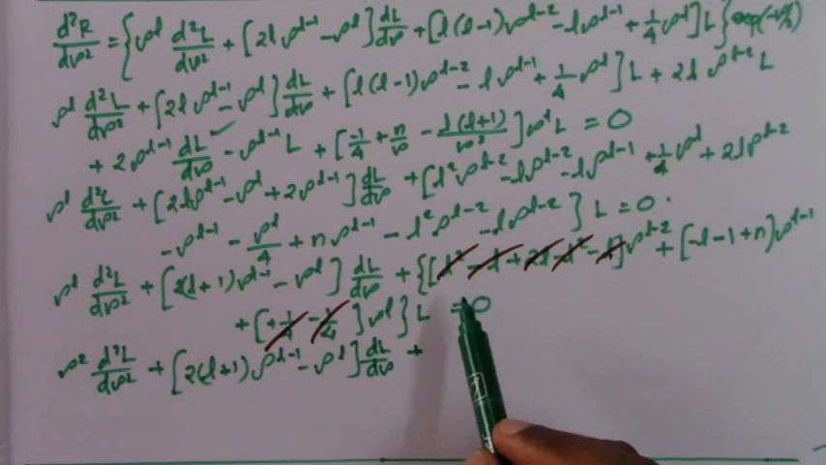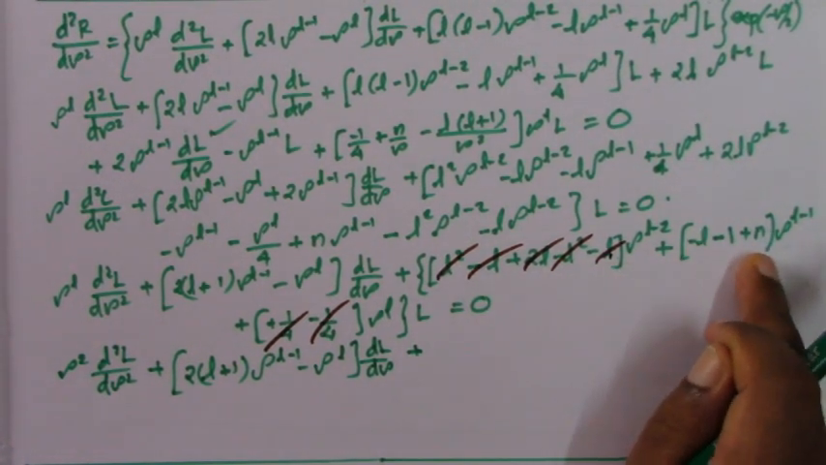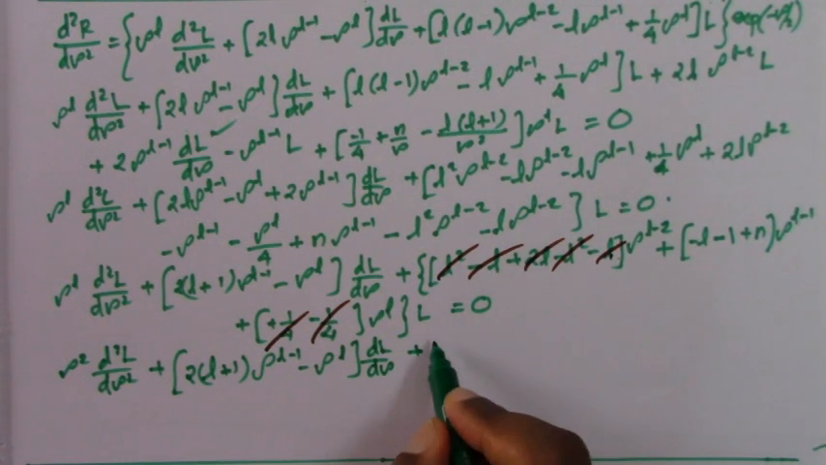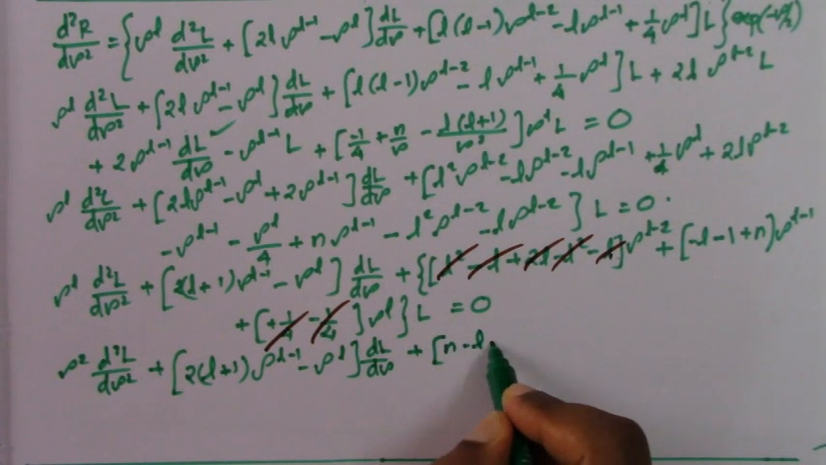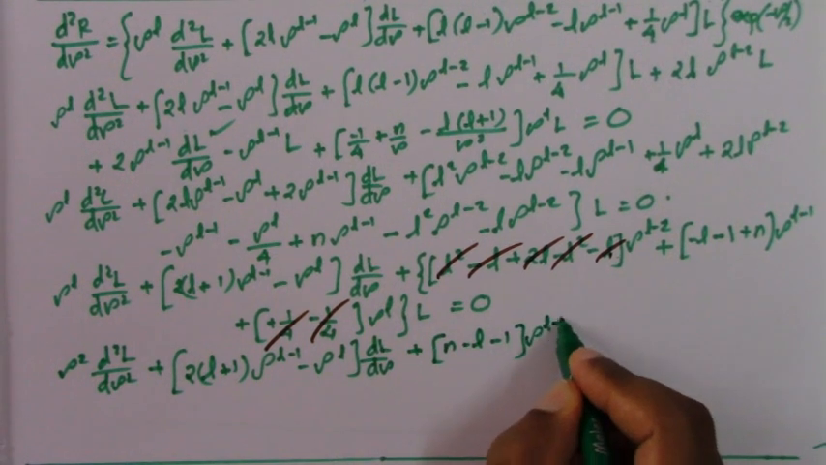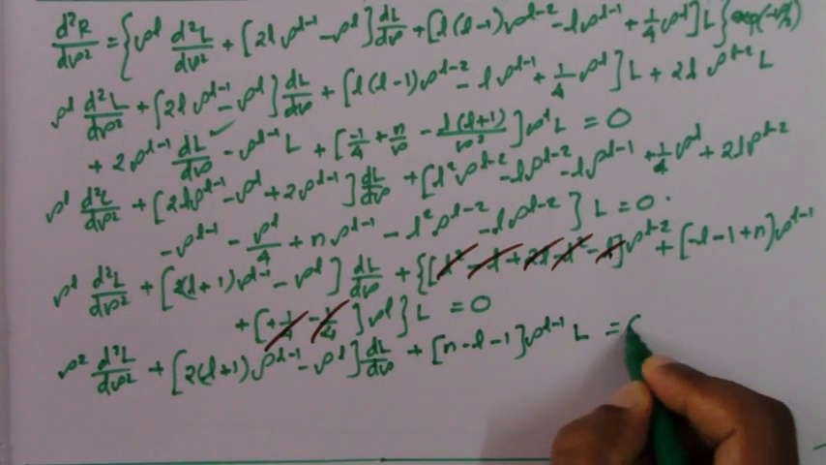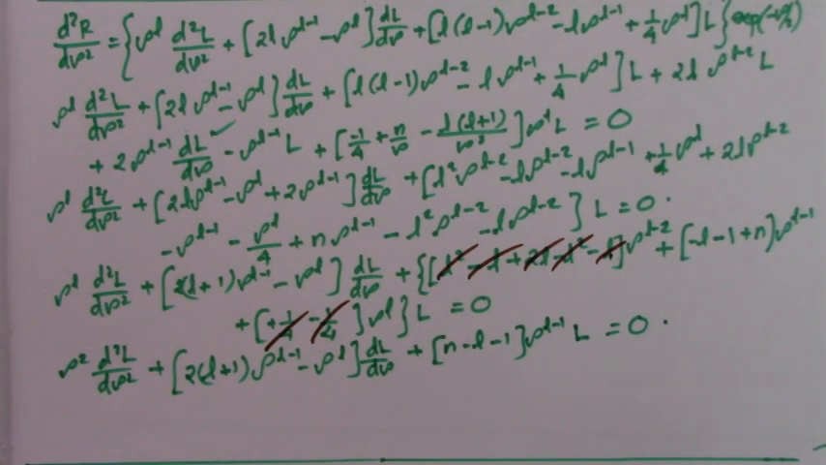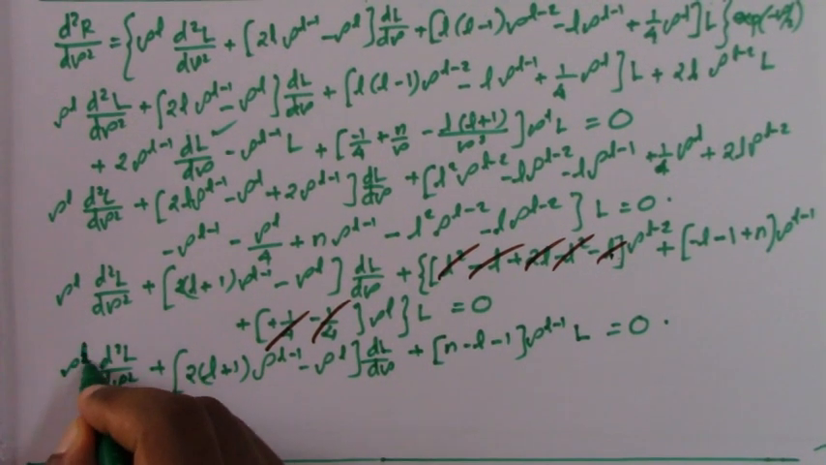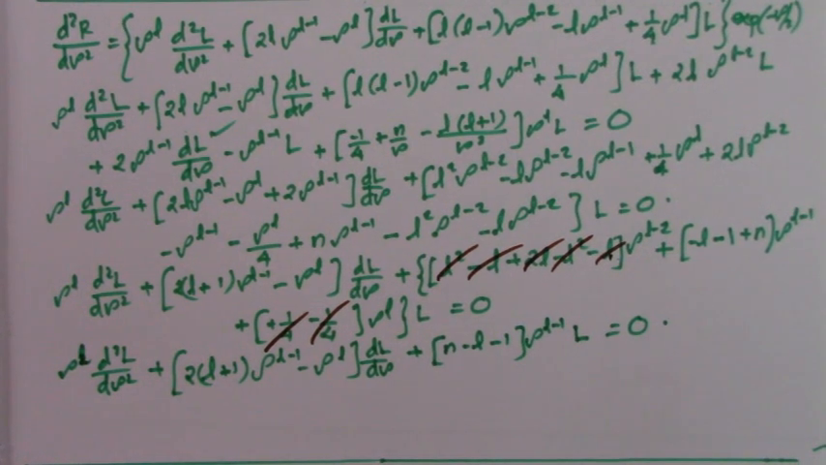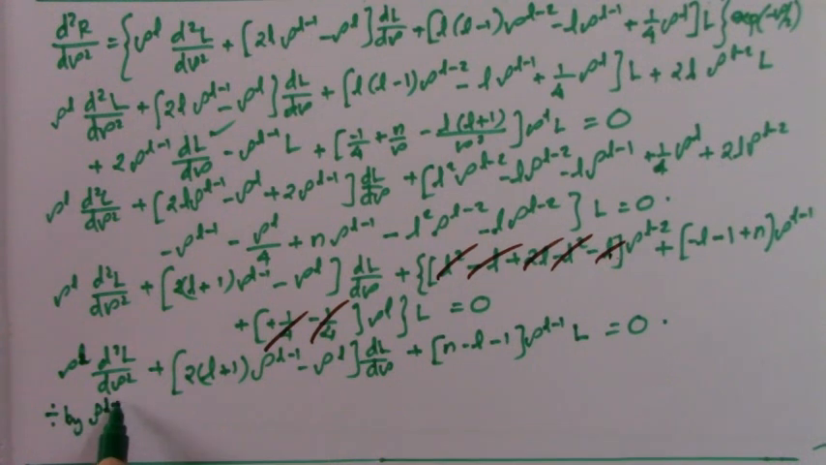plus, this term is gone, what is remaining is n minus L minus 1, rho raised to L minus 1 into L is equal to 0. Okay, so this is rho raised to L, not rho square, rho raised to L. Now what I am going to do is divide this entire equation by rho raised to L minus 1.